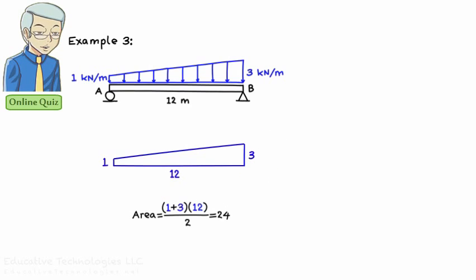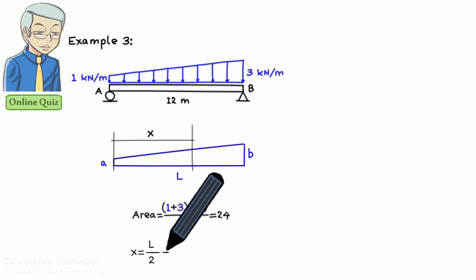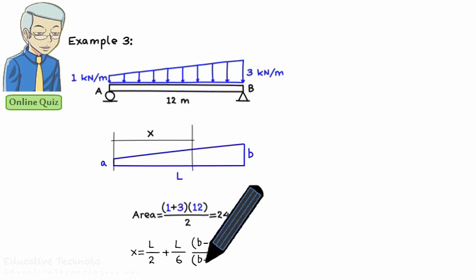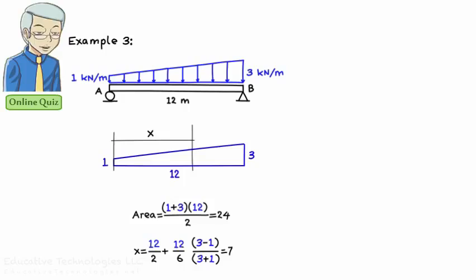The location of the equivalent concentrated load is the geometric centre of the area, which can be written as x equals L over 2 plus L over 6 times (B minus A) over (B plus A). Since L is 12, A is 1, and B is 3, we get x equals 7. That is, the geometric centre of the trapezoid is 7 meters away from the left end of the beam.